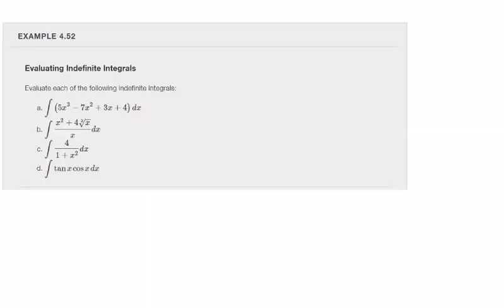All right, so let's try some integrals here. This first one, we're taking the integral of this polynomial. I'm going to do one term at a time, using the sum property. Here I'm going to add 1, so that becomes x to the 4th, and then I divide by 4, so it'll be 5/4 x to the 4th. Here I add 1, so I get negative 7 x cubed, and then divide by 3.